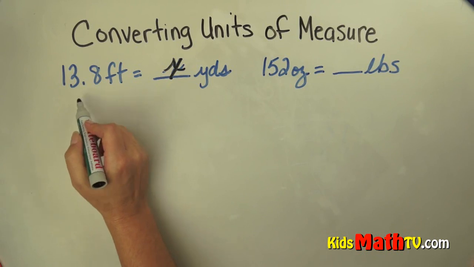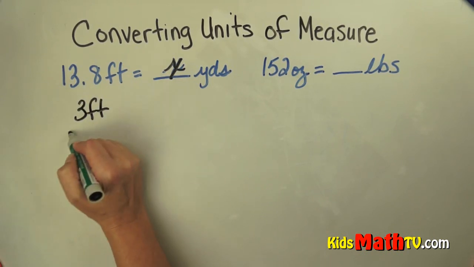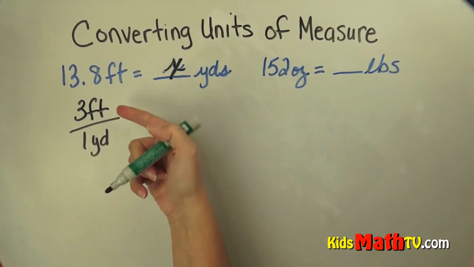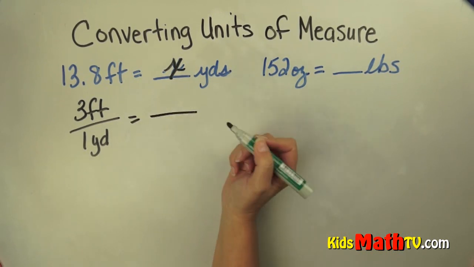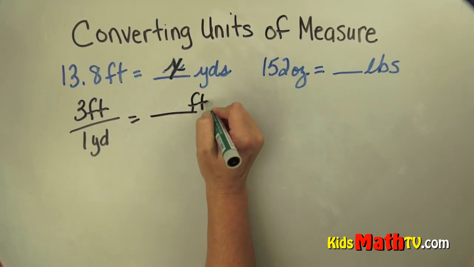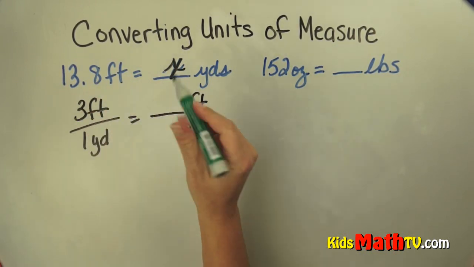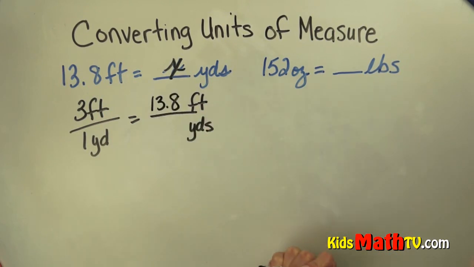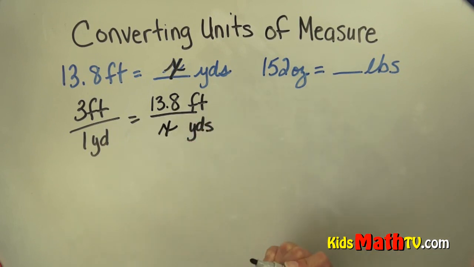I know that there are 3 feet in 1 yard. That is something that is known. There are 3 feet in 1 yard. So I can then set up the other part of my proportion. I need feet and yards. So I've been given the feet, so 13 and 8/10, but I don't know how many yards that is.